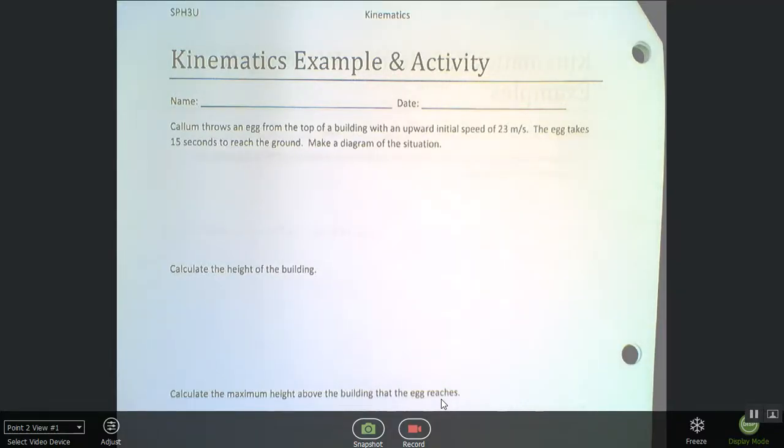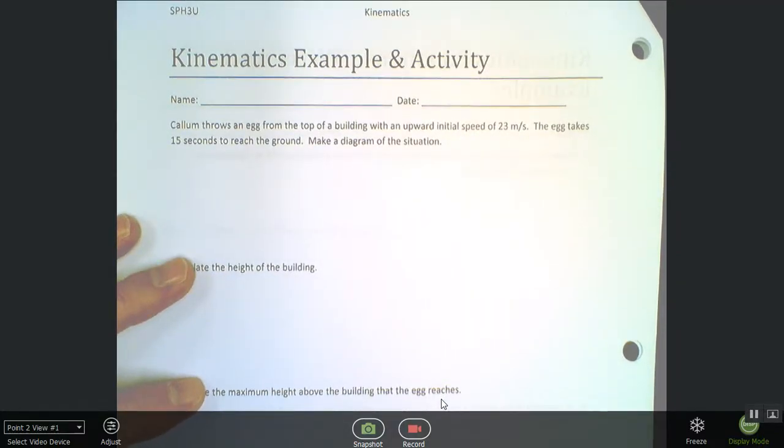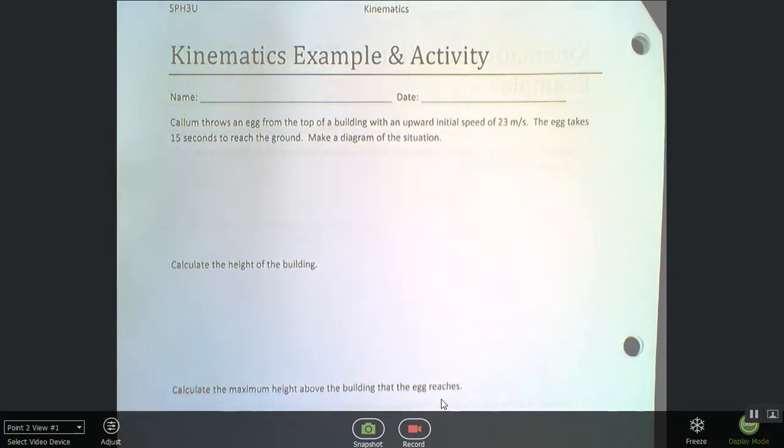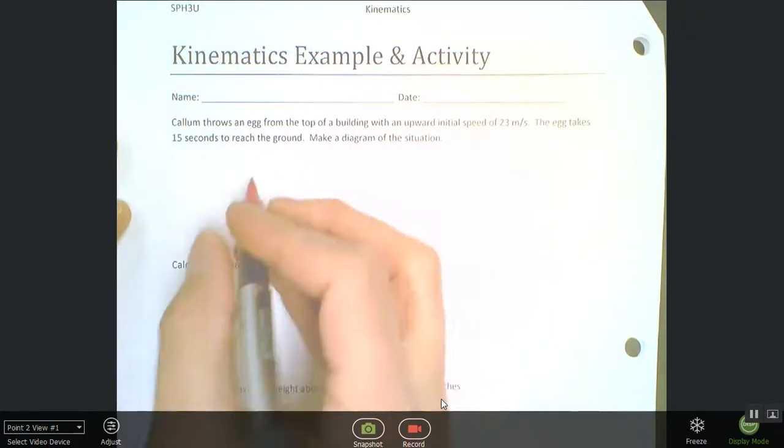In this quick video tutorial, we're going to look at an example where we throw an object into the air, and we talk about which way we should pick positive, how long it takes to hit the ground, how tall the building is, and all this sort of stuff. So we're going to quickly make a little drawing of this, as it says, so make a diagram.